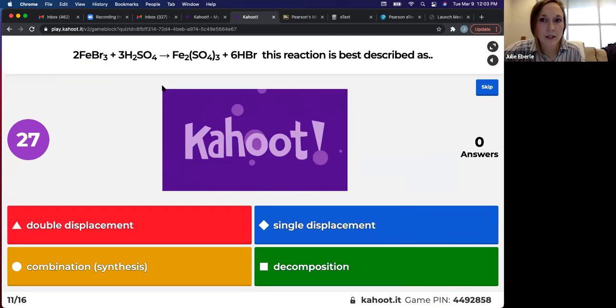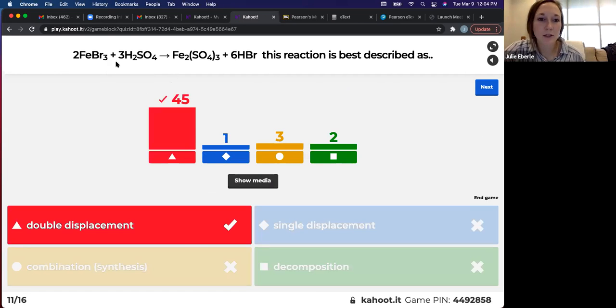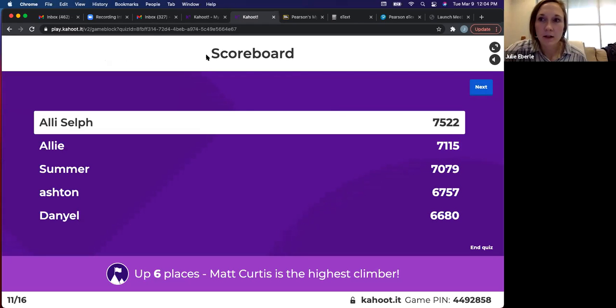Okay, we got this reaction. This reaction is best classified as what? Iron 3 bromide and hydrogen sulfate makes iron sulfate and hydrogen bromide. Should be double displacement, and pretty much everybody picked that. Good. 2 ionic compounds, cations, anions, switching. All right, we got time for like 1 or 2 more.